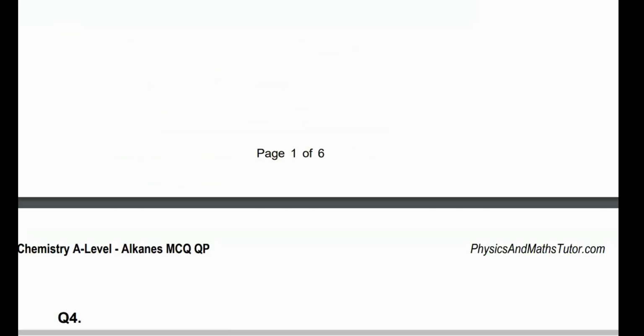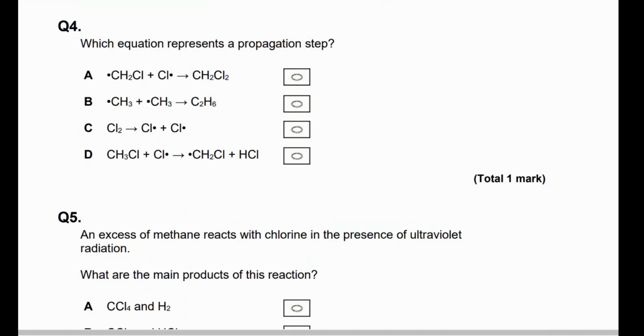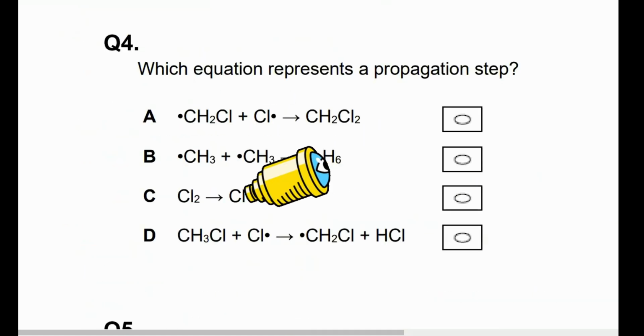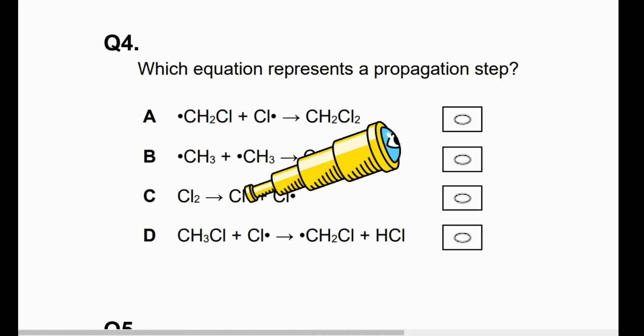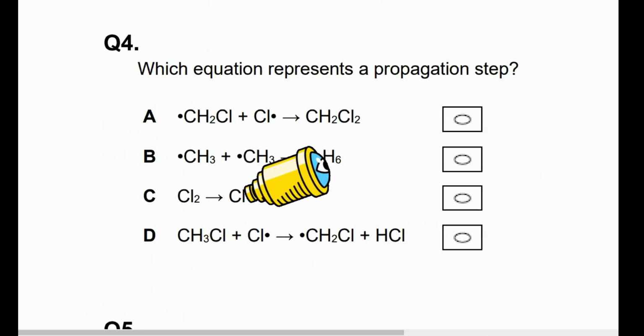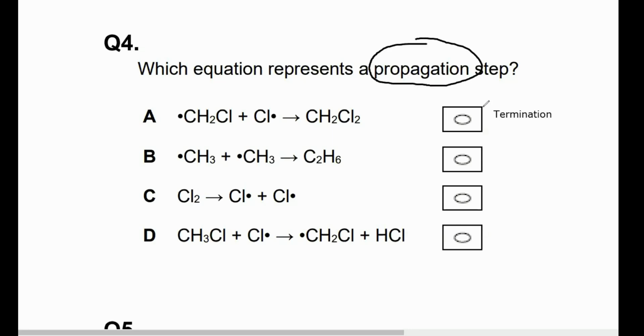Let's move on to question 4 before I start waffling too much. Question 4, which equation, zooming in, represents a propagation step? So remember, propagation must produce a free radical, otherwise it can't be propagation. So this is termination, two free radicals coming together. So A is not a propagation step because it's not producing a free radical to continue the substitution. And B, we've got the same thing going on.